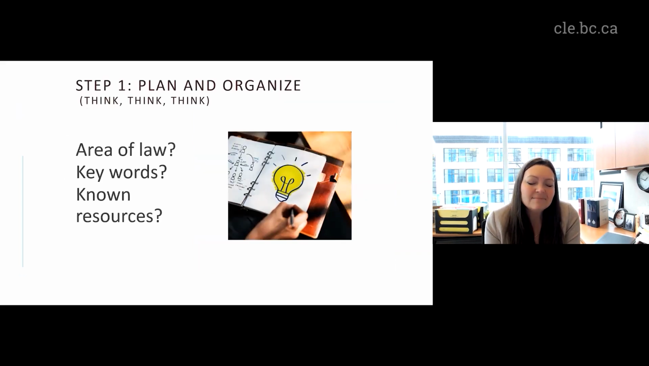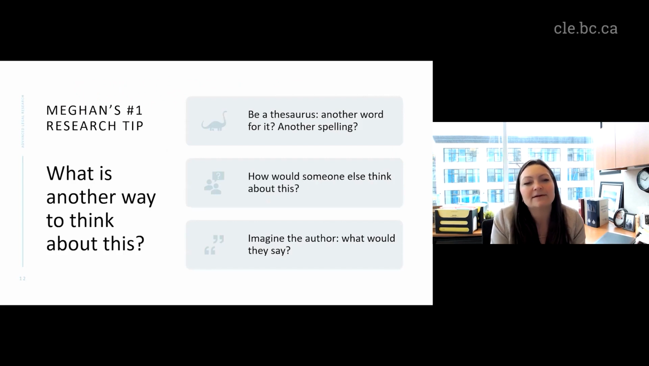I want you to think about what's my area of law, what are my keywords, what resources do I know about? And probably my number one research tip that I engage with on a regular basis is just the big question, what's another way to think about this? So be a thesaurus. What's another word for it? What's another spelling?